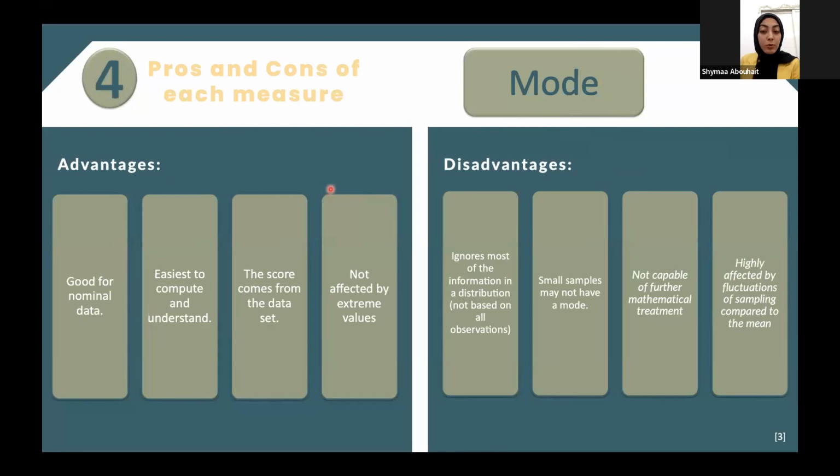Small samples may not have a mode. If you recall the example of the 4 friends with the different number of apples, we said 1, 2, 4, and 5. So in this set of data, we do not have a median. It's a very small set, and we do not have a mode. Also, unlike the mean, it cannot be used for further mathematical treatment, since we said the mean can be used for calculating standard deviation, for calculating the variance. The mode cannot be further processed. And lastly, it is very highly affected by the fluctuation of data.